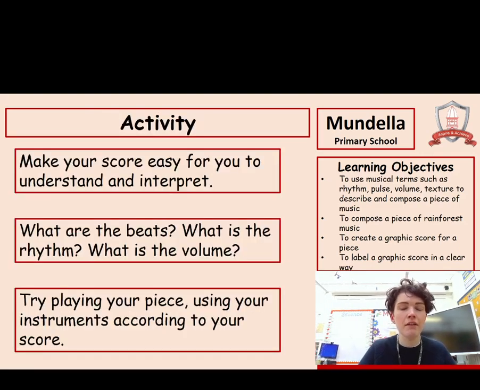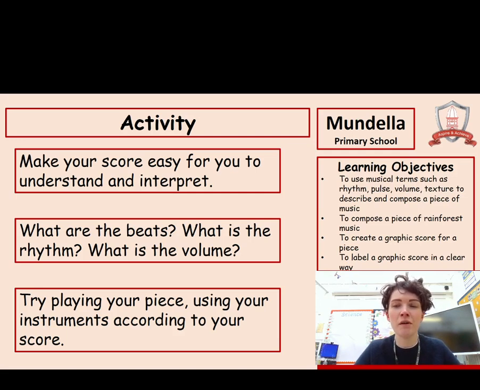Okay, so now that you've had a go at labelling your score according to the pattern, the rhythm of the sounds, you've got to make sure it's easy for you to understand and interpret. So have you considered what the beats are? What is the rhythm? What is the volume? Try playing your piece using your instruments according to the score. So check to see whether you do understand and can interpret it by having a go at playing the instruments yourself. Pause the video now to do that.